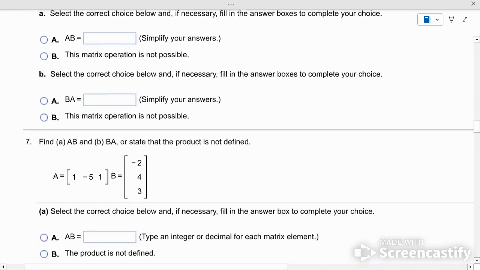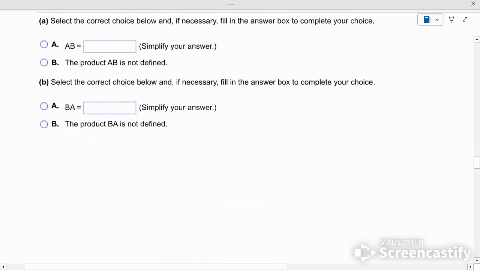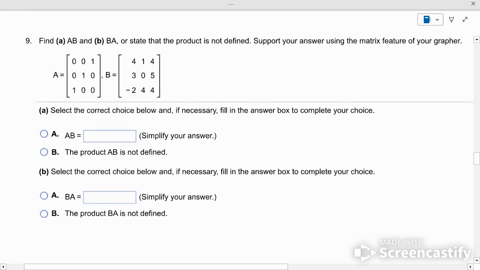So we have A, B, B, A. Yeah. So 9 questions. It's going to take you a good half hour to work on this. So get to work, please. I will put it out there for you.